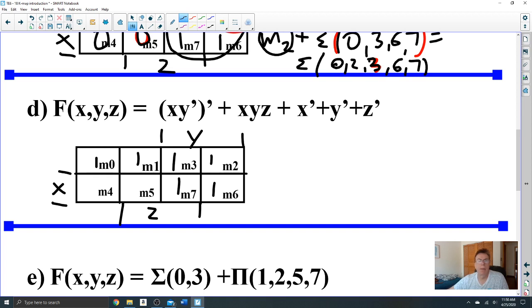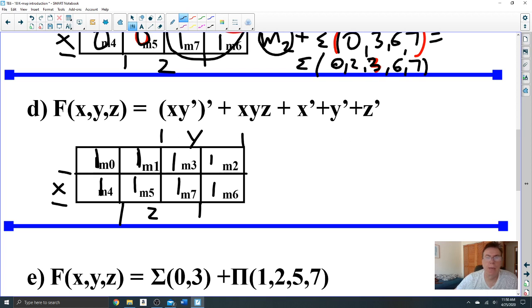Y prime. This is quad y prime. Two variables are missing. That means it's a quad. Y prime is here: 0, 1, 4, and 5. So we're going to do the following: 0, 1, 4, and 5. And quad z prime is this: 0, 4, 2, and 6.